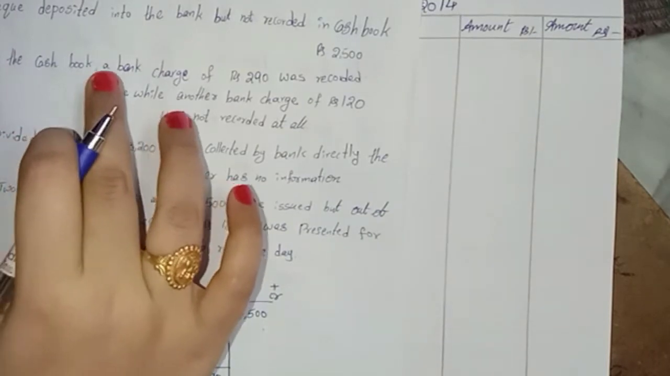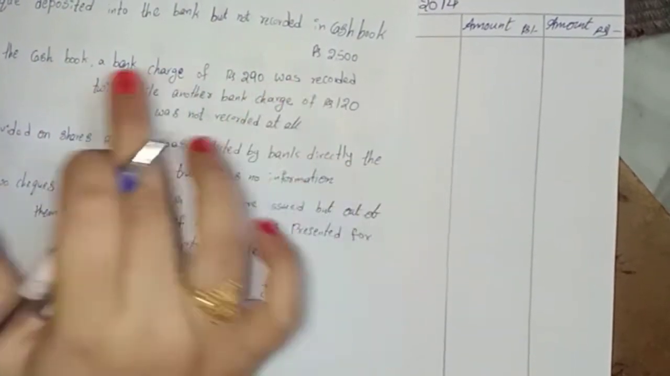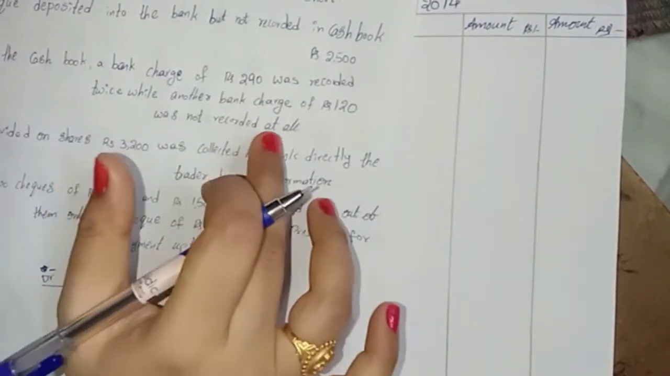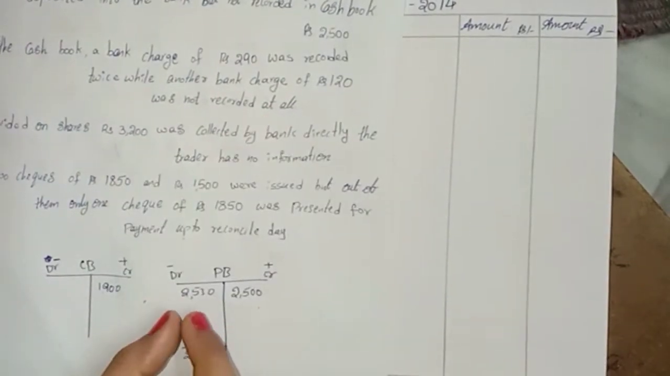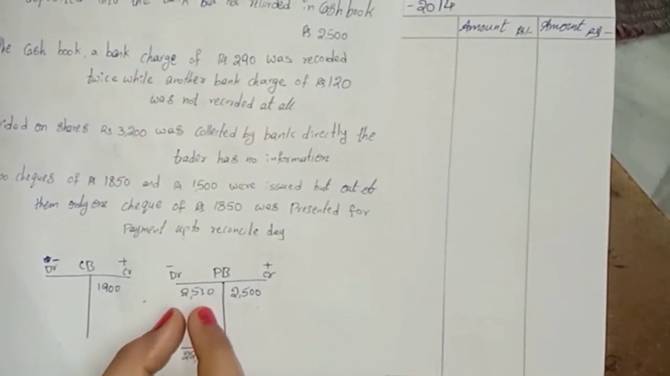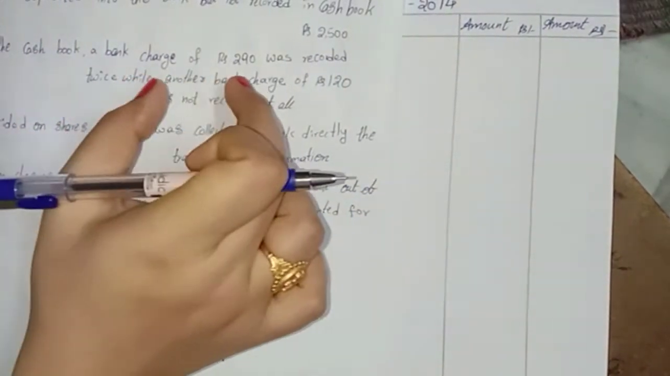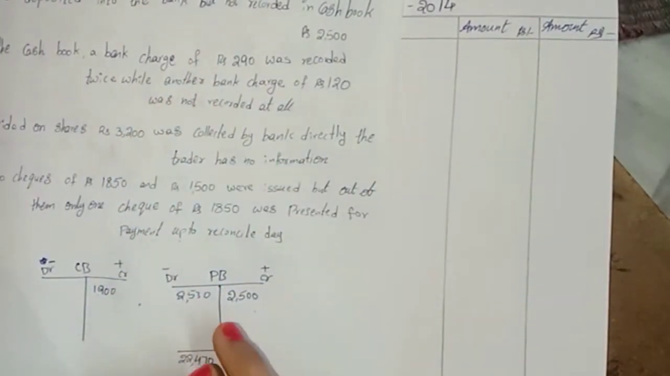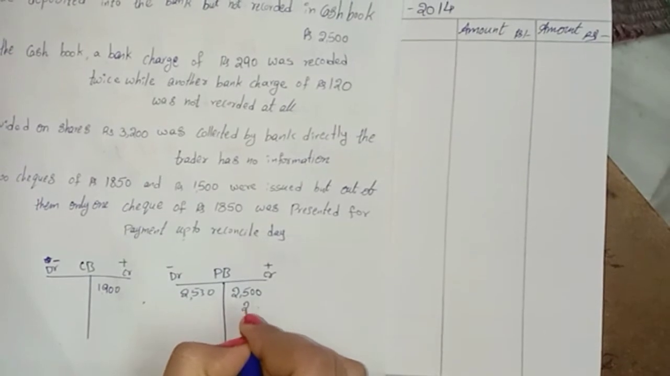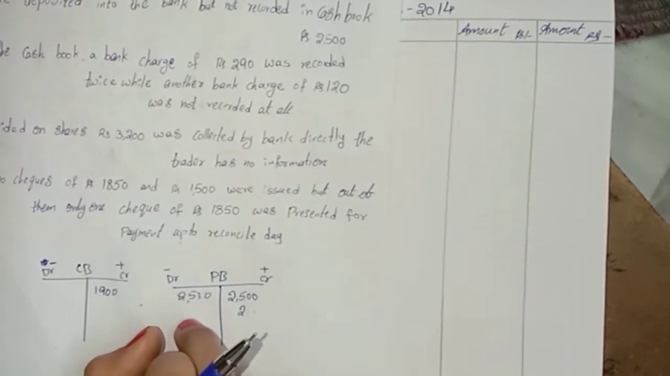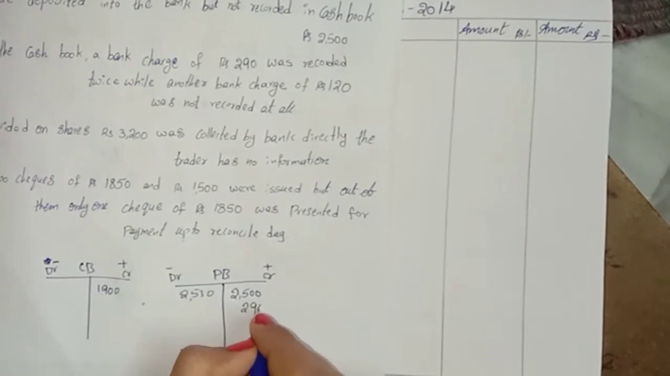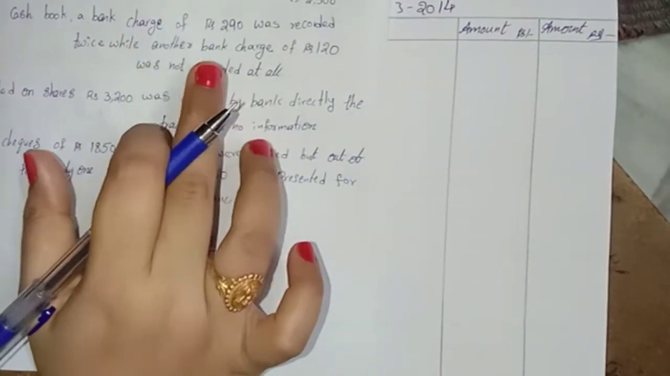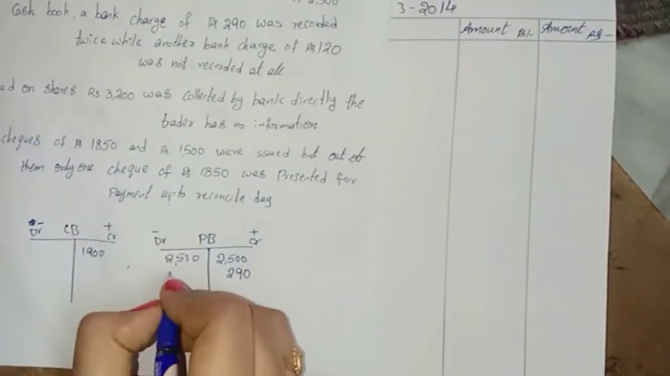In the cash book, a bank charge of 290 was recorded twice while another bank charge of 120 was not recorded at all. Bank charges are always on the debit side of the passbook. Here it is recorded twice. For cancellation of one entry, we have to enter the same entry on the credit side. We entered it twice on the debit side, so for the cancellation we have to enter once on the credit side. And another bank charge of 120 was not recorded, so we have to record this 120 on the debit side of the passbook.